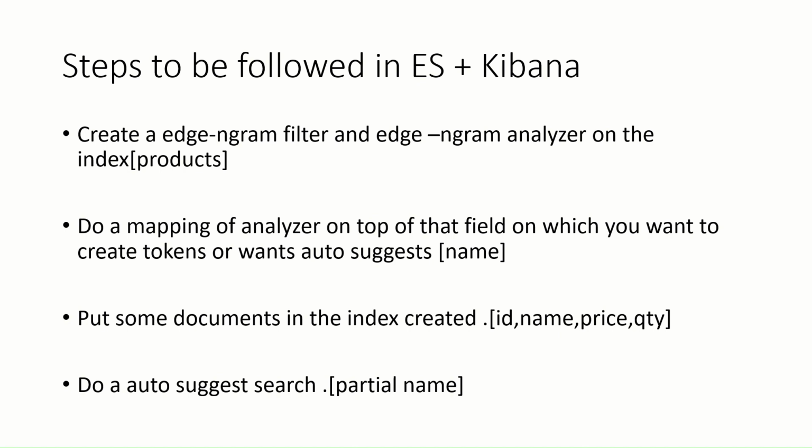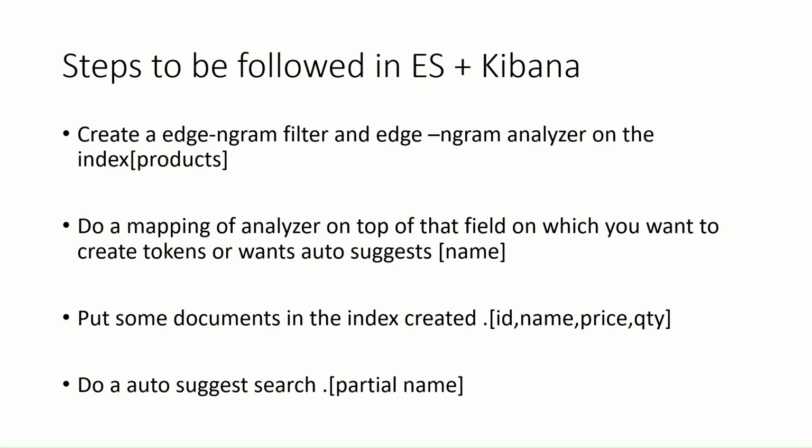You can see the first step is to create an edge n-gram filter and edge n-gram analyzer on the index called products. I will create a basic Spring Boot API that will manage the products. That API will basically do an insert and get on the index called products. I will show you all the attributes we will write in the product entity, so everything we'll discuss. Basically the index that we are going to create is products.